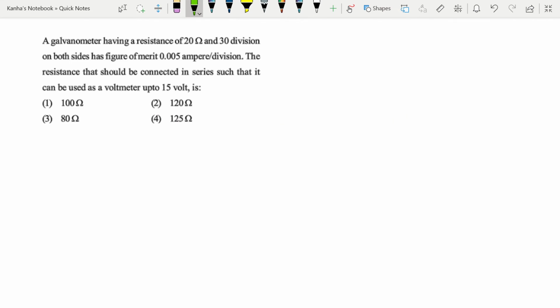Let's look at a question governing galvanometers. A galvanometer having a resistance of 20 ohms, so my galvanometer resistance Rg is equal to 20 ohms. There are 30 divisions on both sides of the galvanometer, and it has a figure of merit equal to 0.005 ampere per division. Now the resistance that should be connected in series such that it can be used as a voltmeter up to 15 volts is given by what?